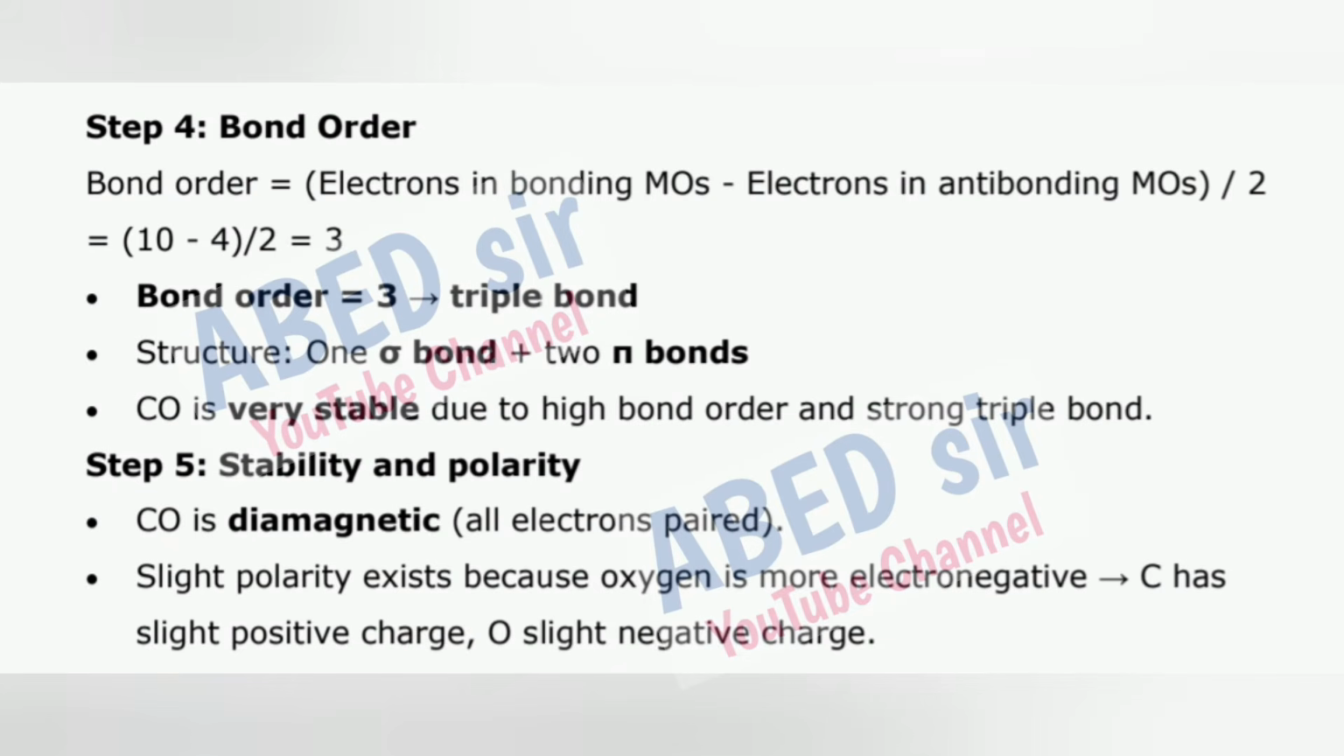Step 4: bond order. Bond order equals electrons in bonding MOs minus electrons in antibonding MOs, divided by 2, equals (10 minus 4) divided by 2, equals 3.